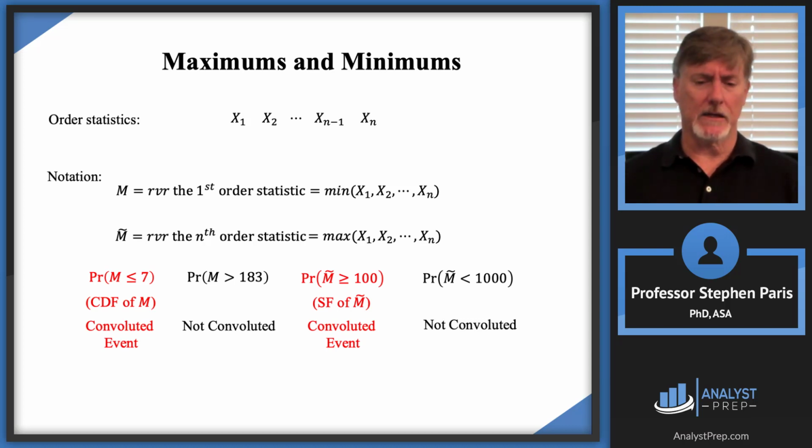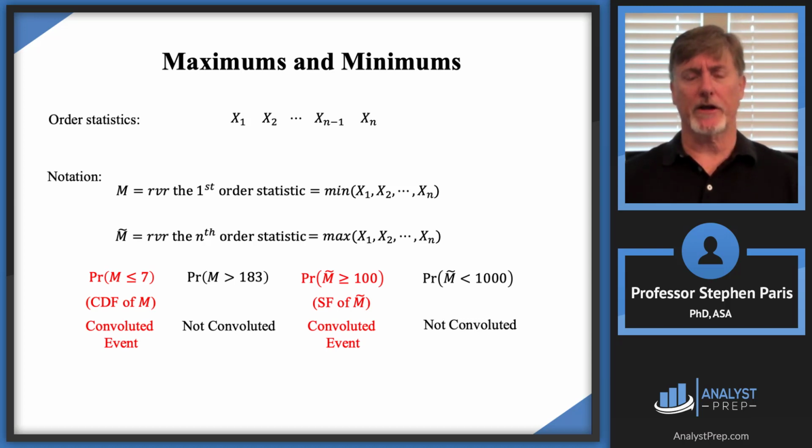Let me make a quick comment here: I'm thinking of the cap X's as being continuous random variables, and so I have the survival function there of cap M tilde. The survival function technically is the probability that the random variable cap M tilde is strictly greater than 100, but in the continuous case, the greater than and greater than or equal to are not going to matter; the endpoint is not going to change the value of that probability.